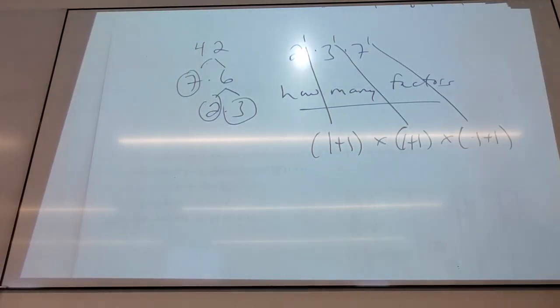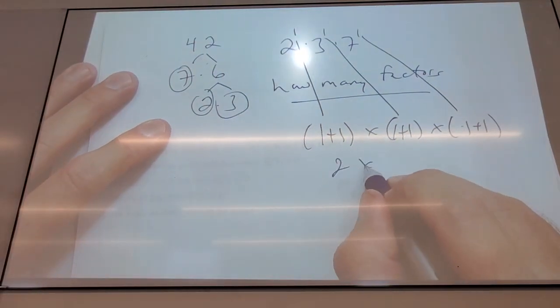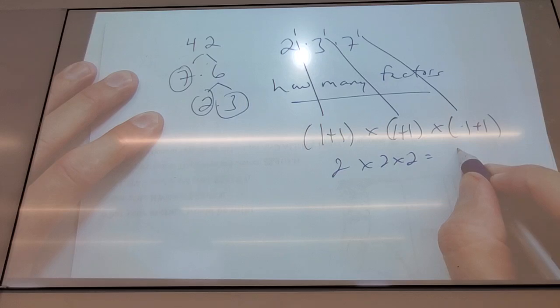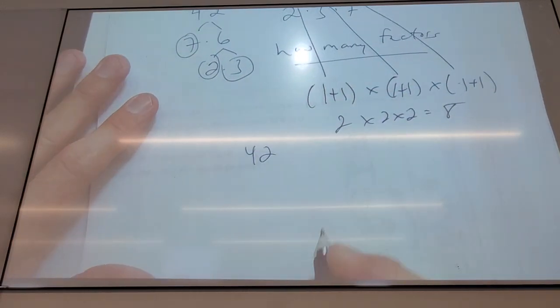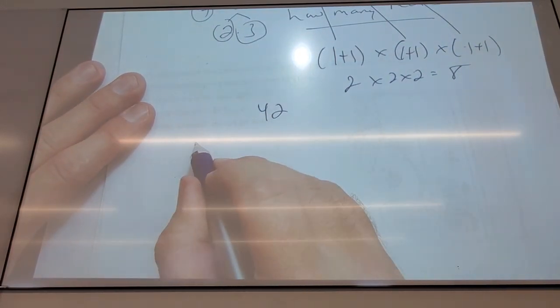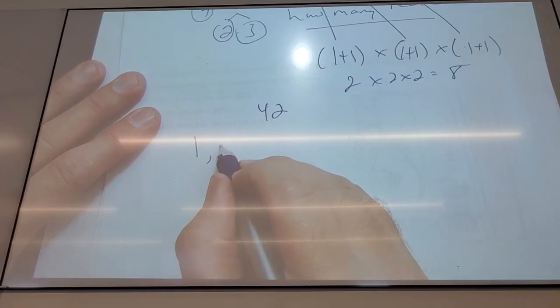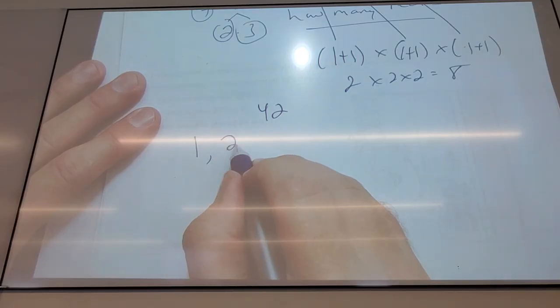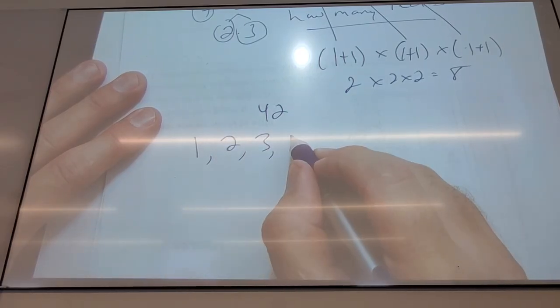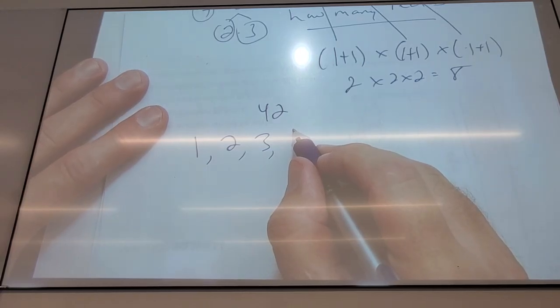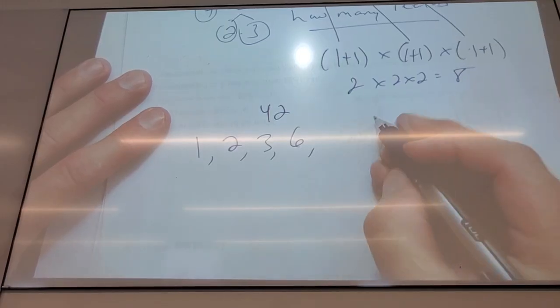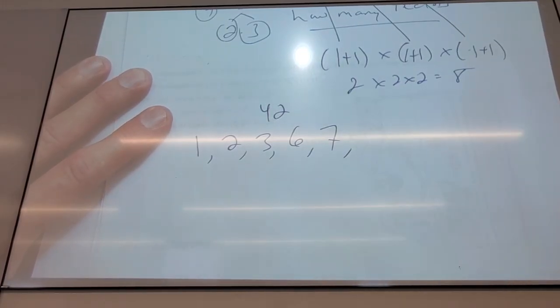So then I get 2 times 2 times 2 is 8. I'm just trying to make the list of factors. Not a prime factorization, but just a list. So I got 1, 2, 3. Does 4 go to 42? 6, 7. Now watch.